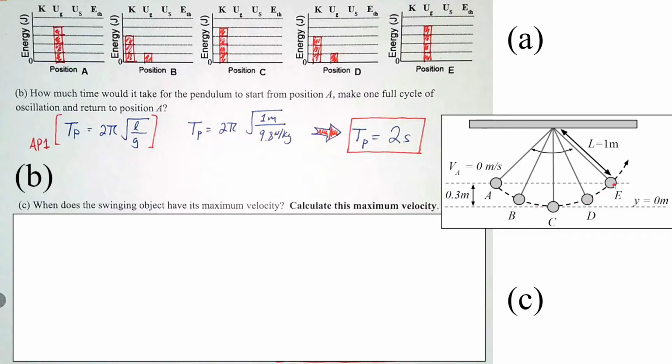What about part C? When does a swinging object have its maximum velocity? And then calculate this maximum velocity. Well, this mass will have its maximum velocity at the position where it has the most kinetic energy. If we look back at our answers for A, it had the most kinetic energy at position C, because all of the initial gravitational potential energy gets transferred to kinetic energy.